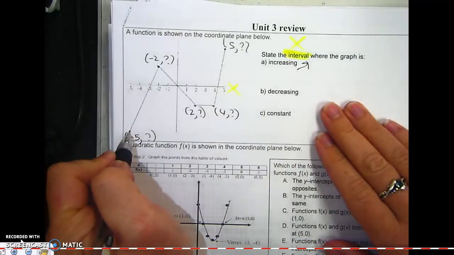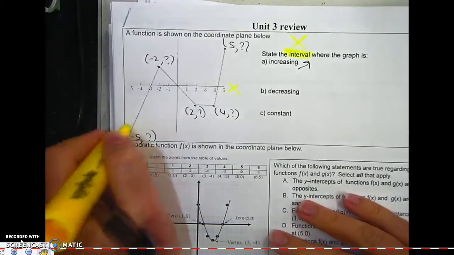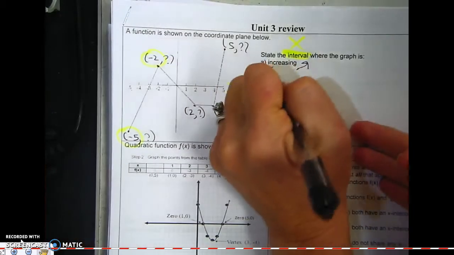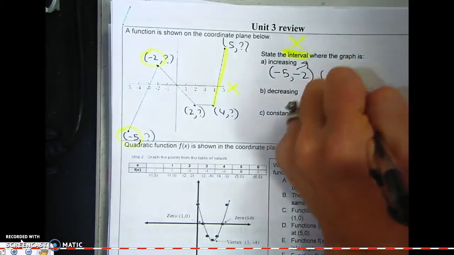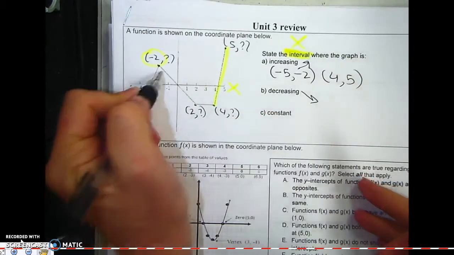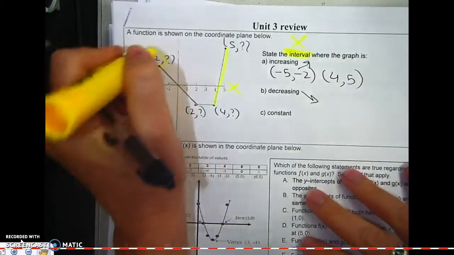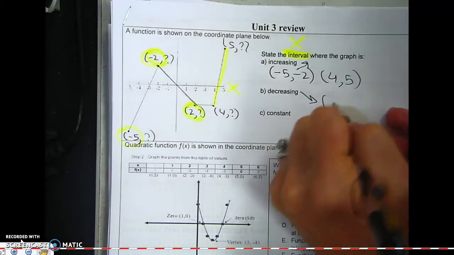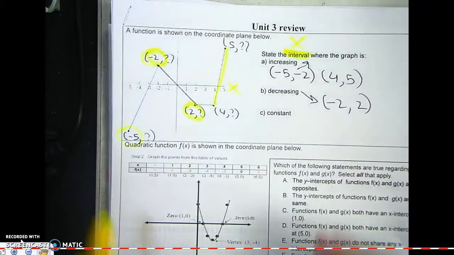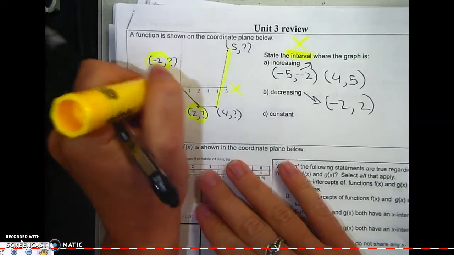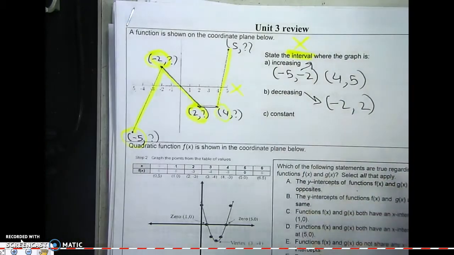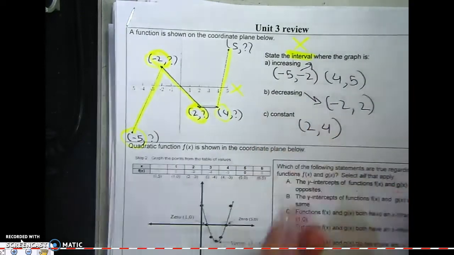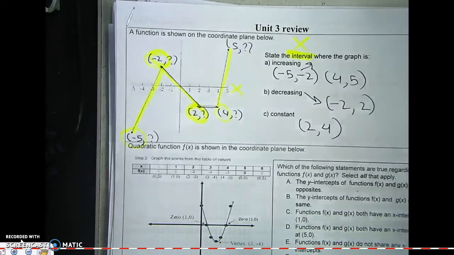Increasing means go up. So it's going up from -5 to -2. And it's also going up from 4 to 5. Decreasing means going down. It's going down from -2 to 2. Notice how I'm highlighting it too. I should have highlighted the first one so that way I know what's left. And then constant means it's not changing. So it's not changing from 2 to 4. Just a little bit of review because we're dealing with polynomials.